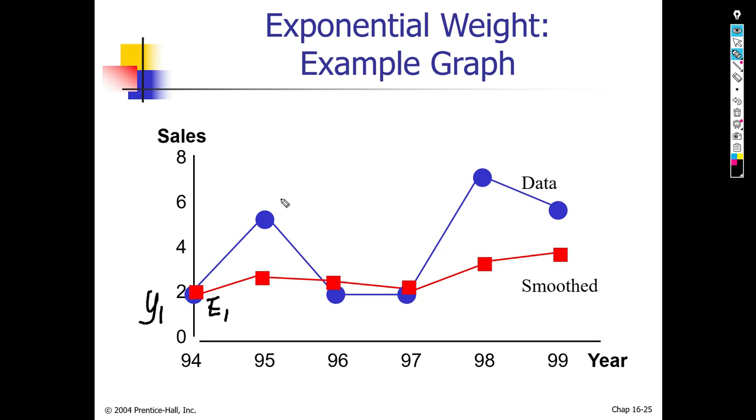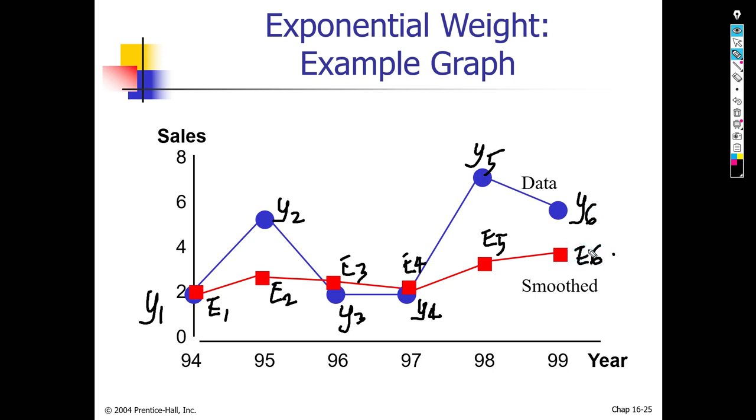And this is your Y2 and this is E2. This is your Y3 and here is your E3. This is Y4, and the red one is E4. Here is your Y5. The red one is E5. Here is Y6, and the red one is E6. So this is how we draw a graph here. Okay? These are sales and yield.